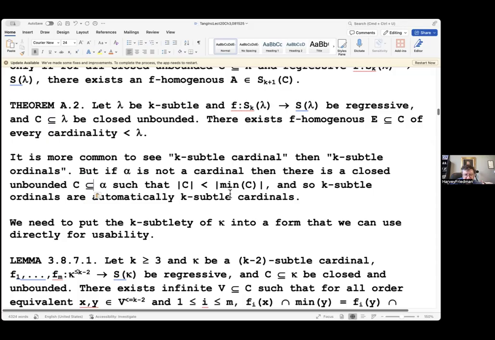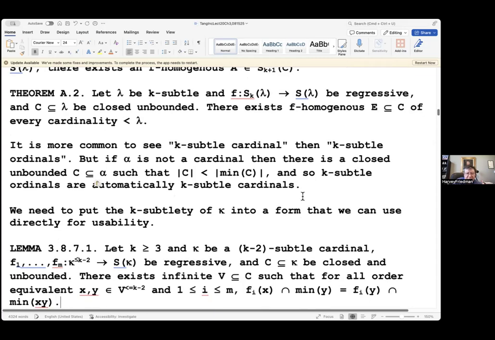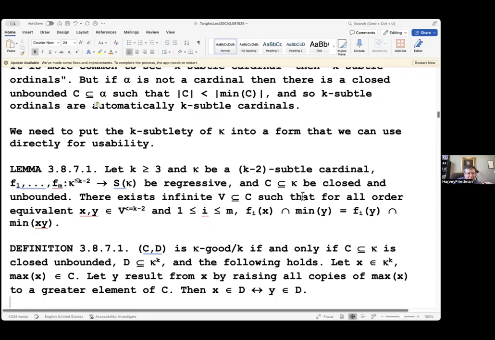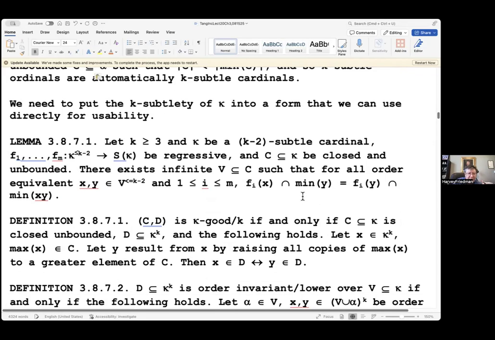Uh, whose cardinality is smaller than its minimum. And from that, you can get that the K-subtle ordinals must automatically be cardinals. Because if it's not, then you get something where you can ruin the K-subtlety. So K-subtle cardinals are the same as K-subtle ordinals. All right. We need to put K-subtlety of kappa into a form we can use directly for usability.